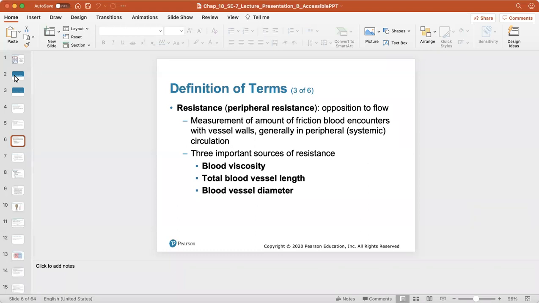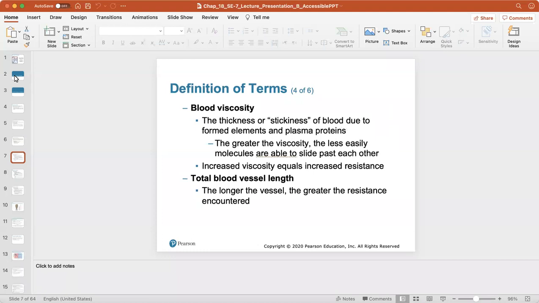Resistance then, also known as peripheral resistance, is the opposition to flow. It's the measurement of the amount of friction the blood encounters with vessel walls, generally in your peripheral or systemic circulation. And there's three important sources of resistance: blood viscosity, total blood vessel length, and blood vessel diameter. Blood viscosity is the thickness or stickiness of blood due to formed elements and plasma proteins. The greater the viscosity, the less easily molecules are able to slide past each other. Increased viscosity equals increased resistance.